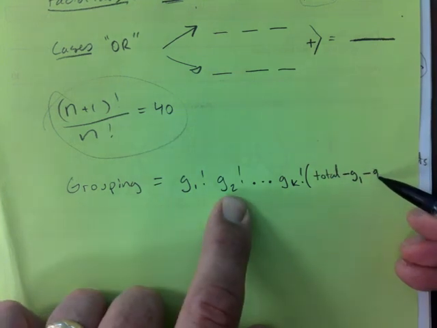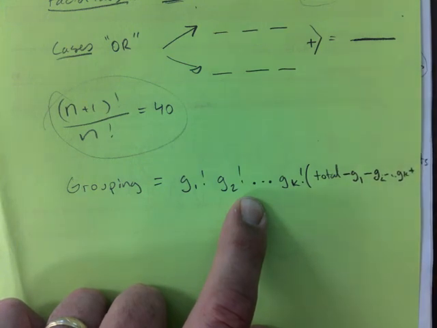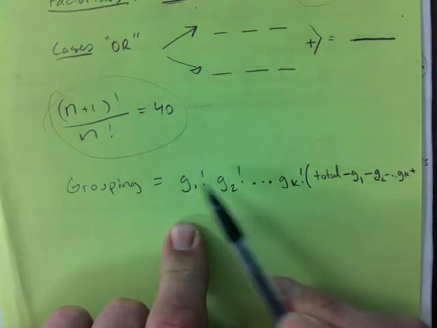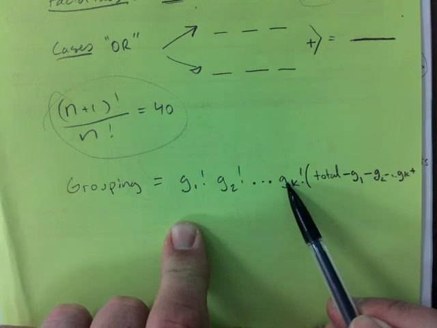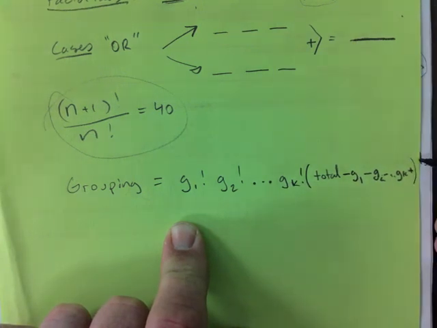How many were there in group 2? And you would continue this till you get to GK, plus you would have to add the number of groups that are involved at the end to make this correct.